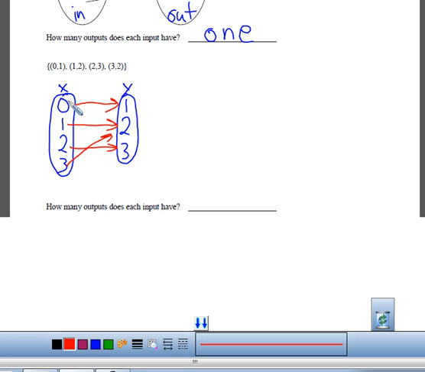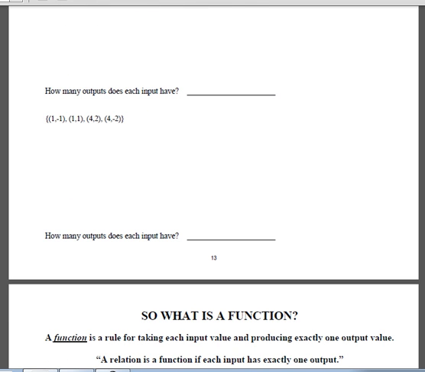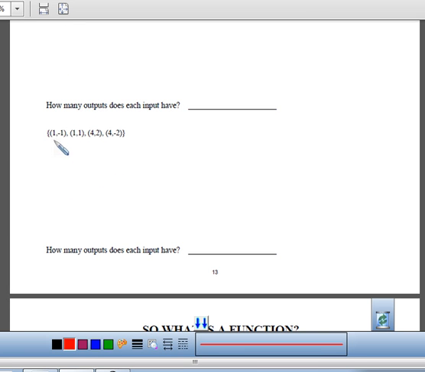Here's what's important. Every input has exactly one output. 0 has 1, 1 has 2, 2 has 3, 3 has 2. So, because of this, this is a function. This is a function. Okay? Okay, so let's take a look at the last example. Again, we're going to make a mapping diagram. We have our set of ordered pairs.